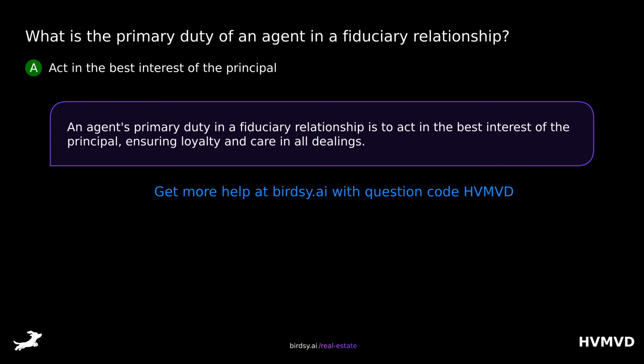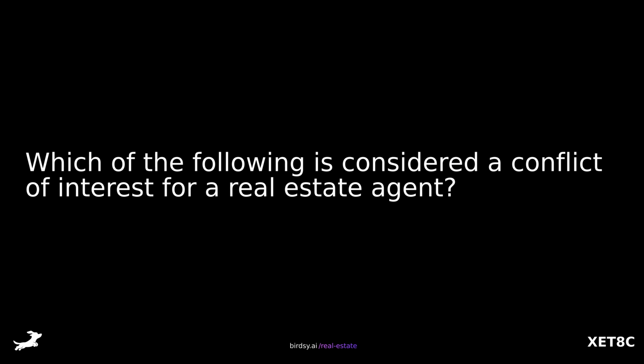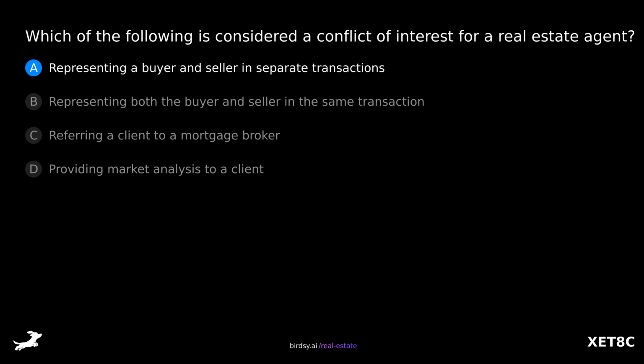An agent's primary duty in a fiduciary relationship is to act in the best interest of the principal, ensuring loyalty and care in all dealings. Which of the following is considered a conflict of interest for a real estate agent? Is it A. Representing a buyer and seller in separate transactions? B. Representing both the buyer and seller in the same transaction?